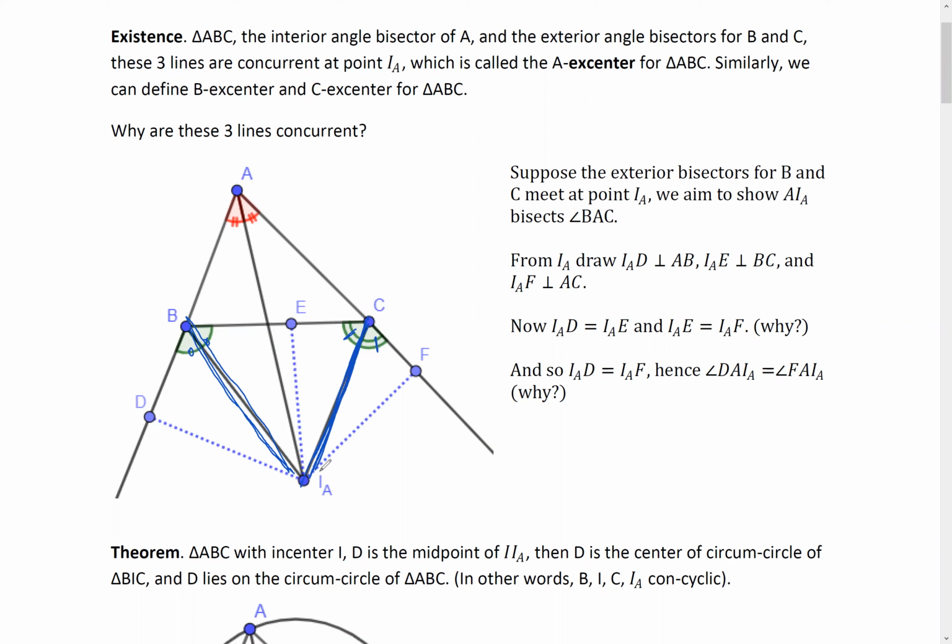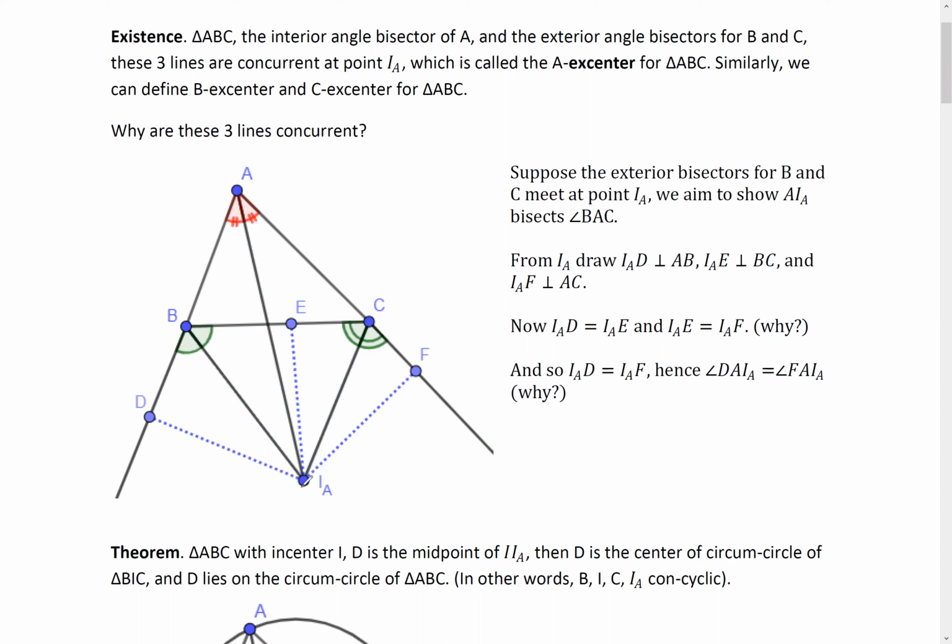Now, AIA is going to be the interior bisector, which bisects angle BAC. So this one equals this one. All right, that's the so-called excenter, IA. So in theory, two exterior bisectors and one interior bisector, these three lines are concurrent. And the proof of that is quite straightforward.